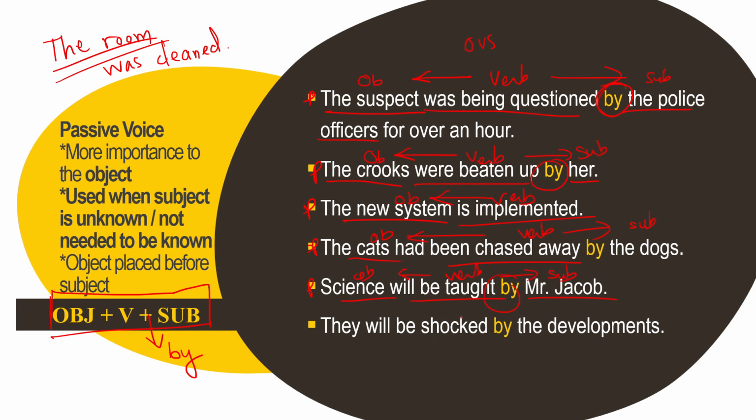They will be shocked by the developments. What is the verb? To be shocked. Who or what is going to be shocked? They. So this becomes the object. And what is doing the shocking? The developments are doing the shocking. So that becomes the subject. Object before the verb, passive voice.